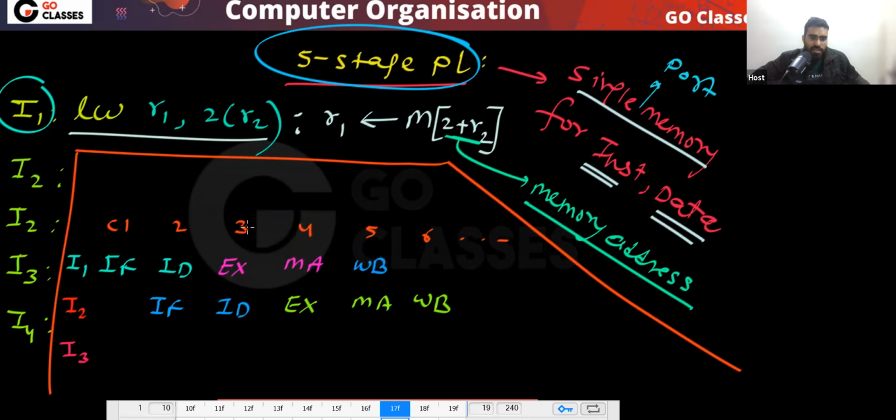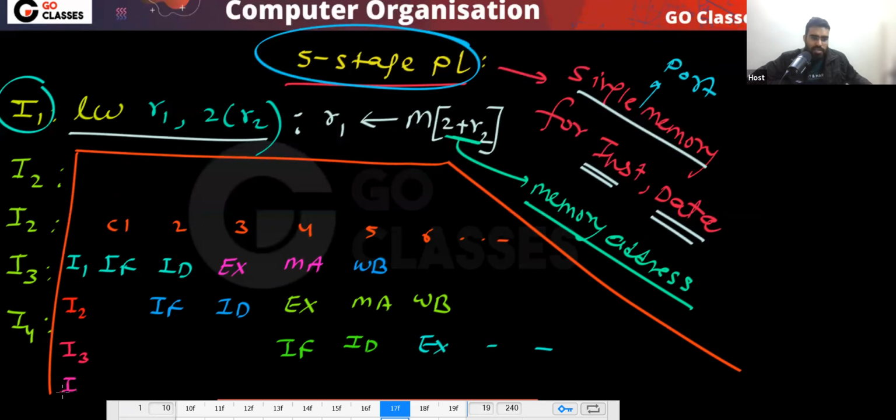Let's look at instruction I3. You can notice that in cycle 3, the instruction fetch hardware is free, so it can fetch another instruction. Then in the next cycle, the decode stage is free, so you can decode and read the source register. Then you can go to the execution stage, and so on.